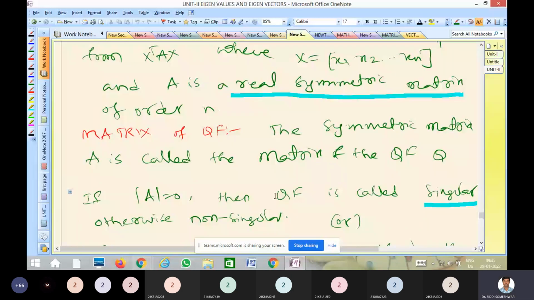If the determinant of that matrix capital A is 0, then we can say that the given quadratic form is singular. Otherwise, it is said to be non-singular. Similarly, we can check this singularity with the help of the rank of a matrix. If the rank of A is less than n, that is the number of unknowns, then the quadratic form is singular. Otherwise, it is non-singular.